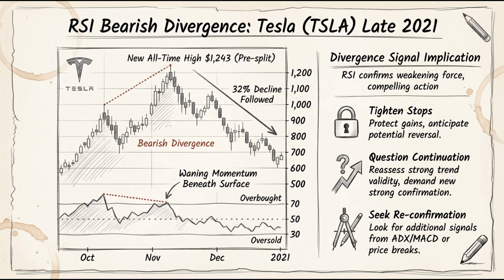Bearish divergence happens when price makes a higher high, but the RSI makes a lower high, signaling that momentum is dying under the surface. A perfect example occurred with Tesla in late 2021. The stock hit an all-time high of $1,243 per share in early November. But the RSI formed a lower high compared to its peak in late October. The stock then dropped 32% over the next 2 months. Divergence isn't a guarantee, but it warns pros to tighten their stops immediately.